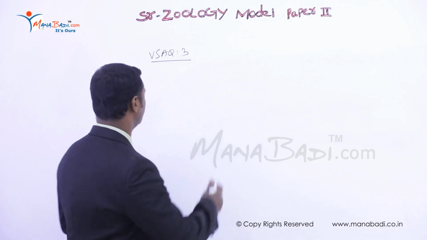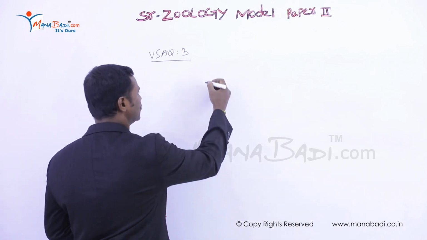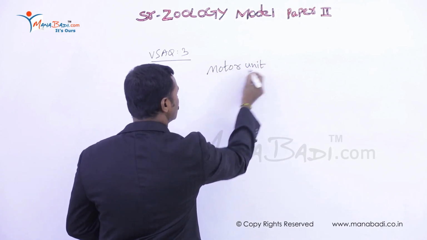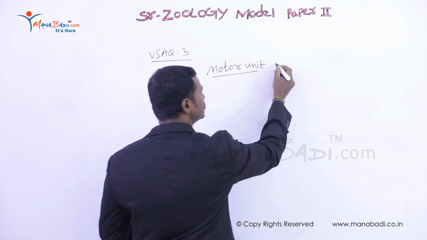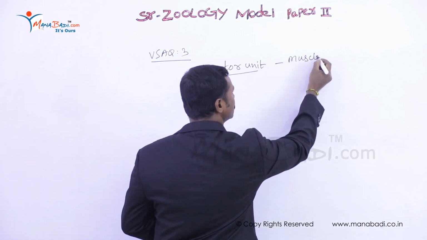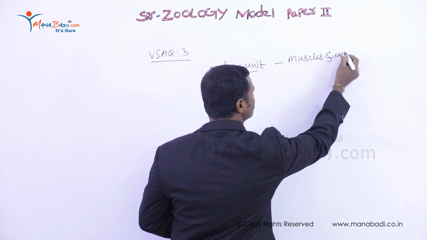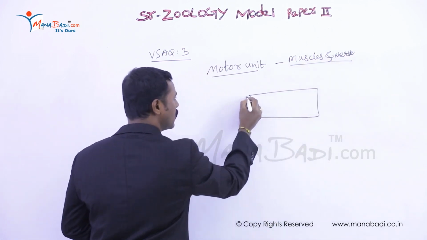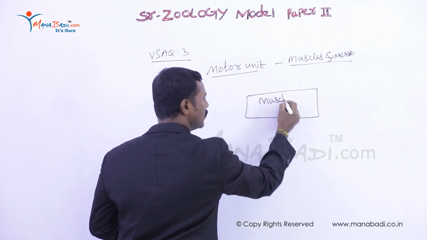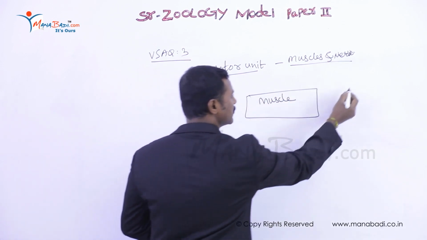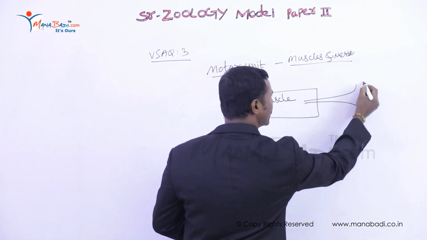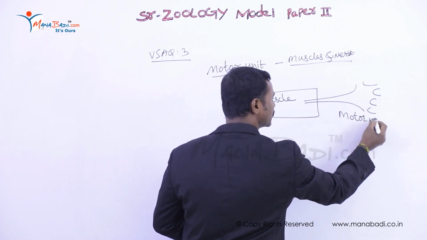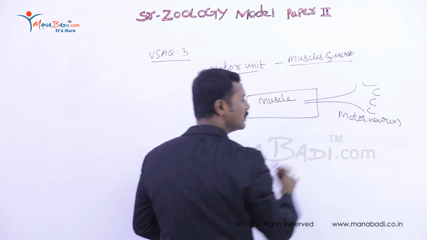Okay, let us see question number 3. In this question number 3, they asked about the motor unit. What is a motor unit in relation to muscle and nerve? Suppose you see this, it is all about muscle. Into this muscle, the telodendrites of a neuron go. What is this neuron? Motor neuron.